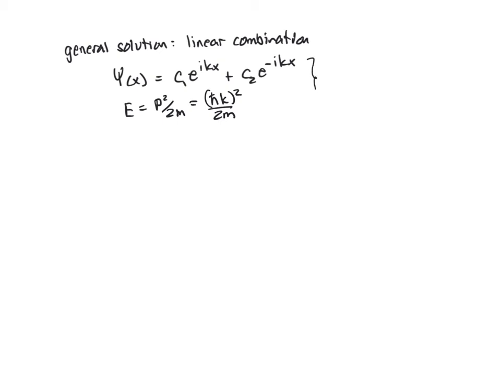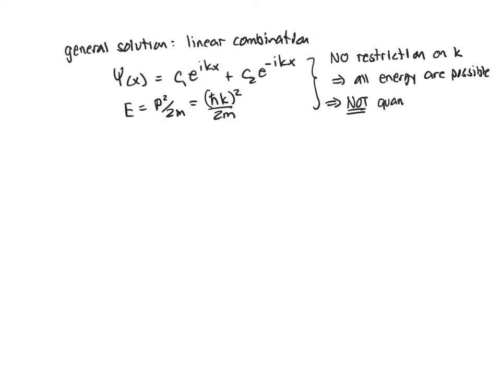Notice that there are no restrictions on k. So I haven't said anything about what k is, what it can be, what it can't be, so there are no restrictions on k, which means that all energies are possible. And so this is a system where the energies are not quantized. And what we're going to find out is that if we have a free particle, so these are free particles, there is no quantization of energy.